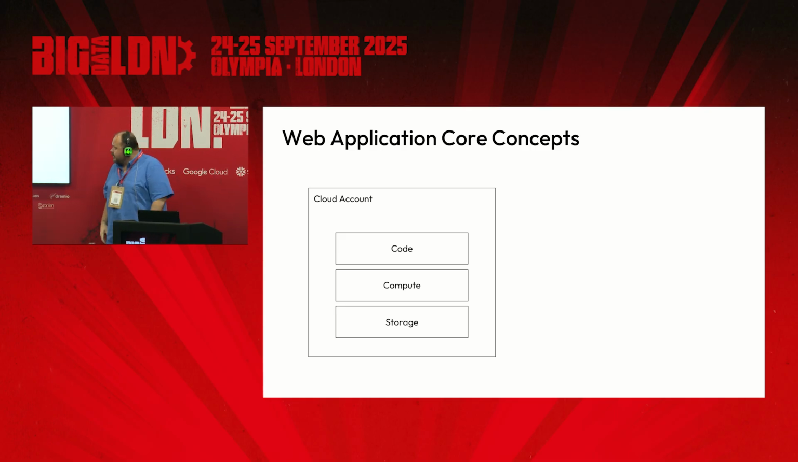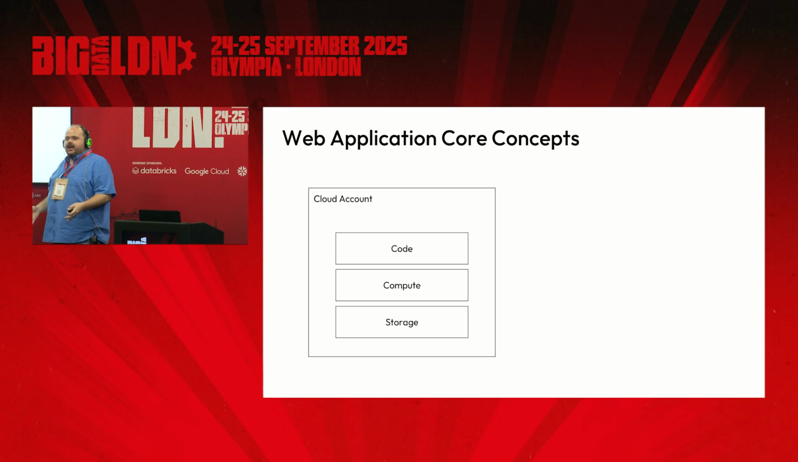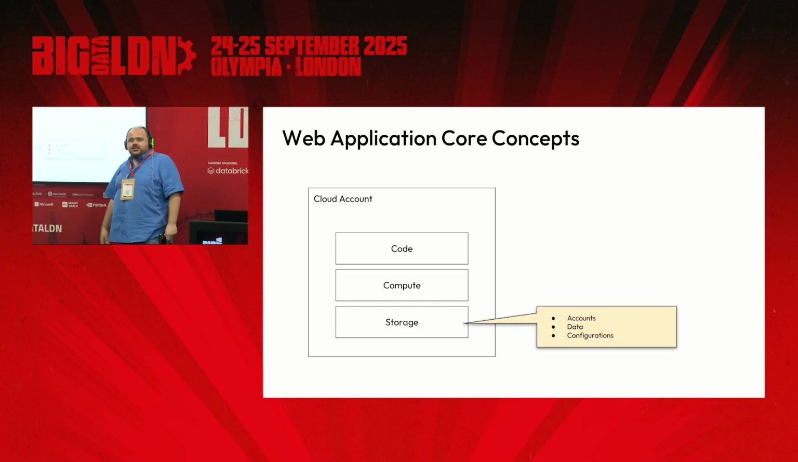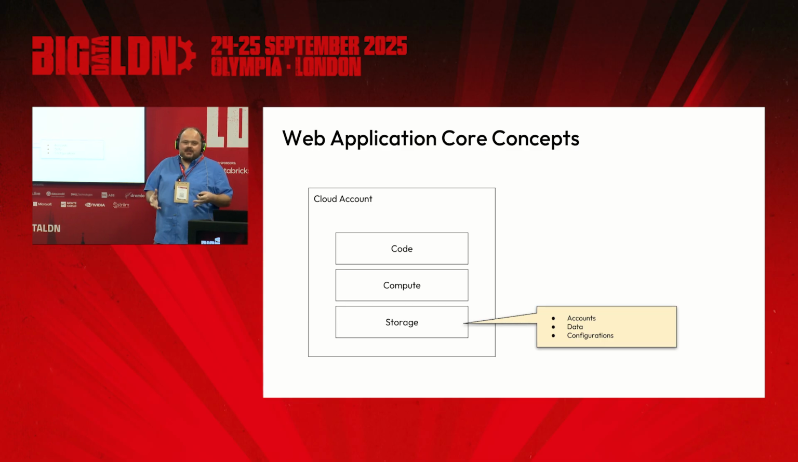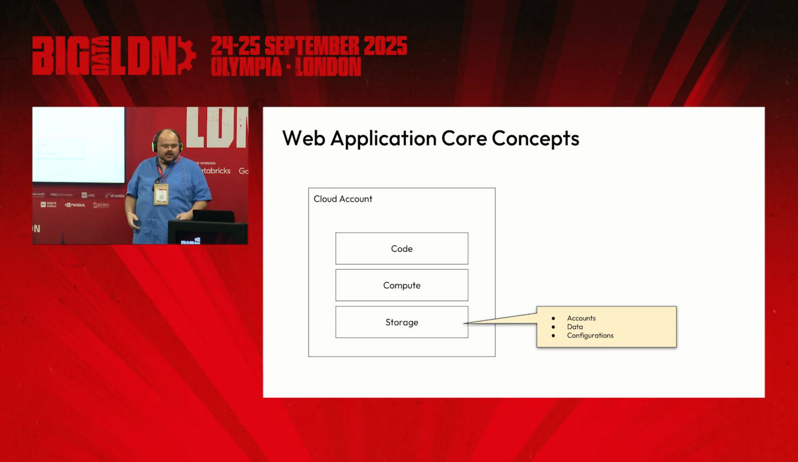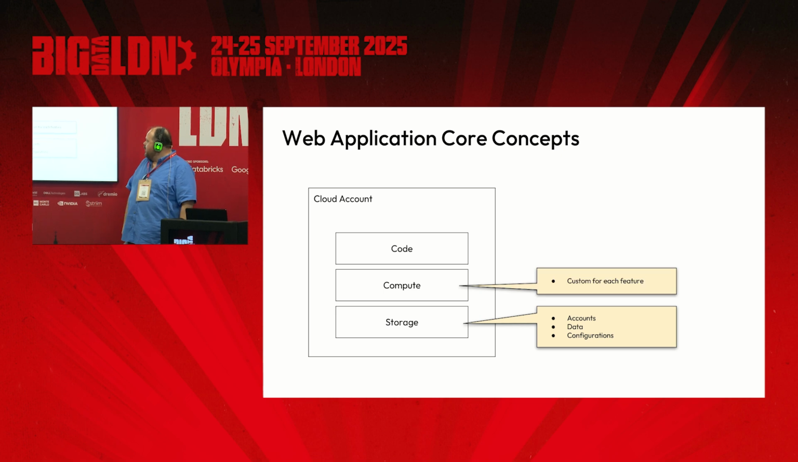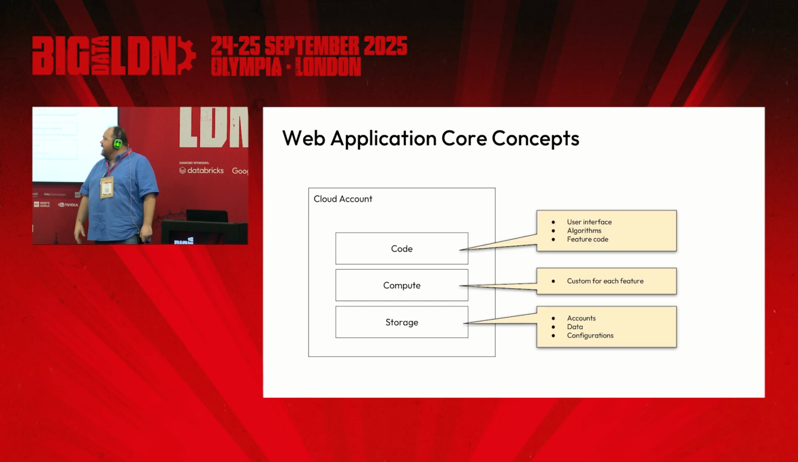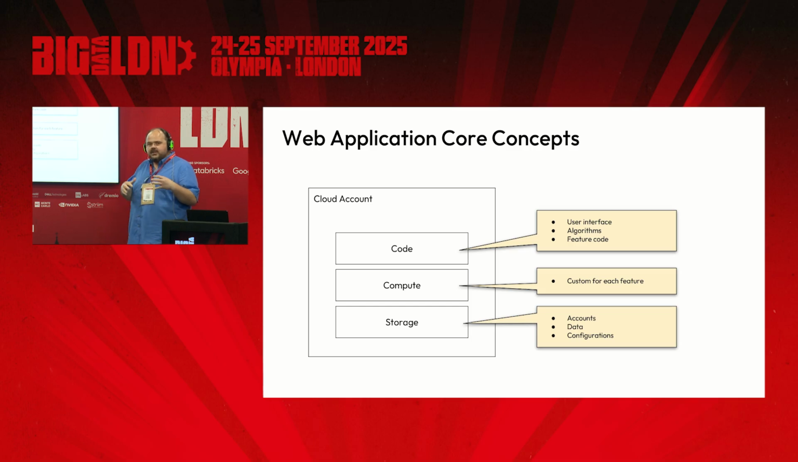Basically, every SaaS app, including Amperity and pretty much anything else you've used, you build an application, you have your cloud account, you have your storage, which is where it's going to store what that application needs. So it's your data, your accounts, the configuration of your account, that kind of thing. Then you have your compute, which for each feature that you have in that application will probably use a different compute profile. And then you have your code. And so this is going to be the actual application, this is the user interface, it's the algorithms that you're using, it's the feature code, right?